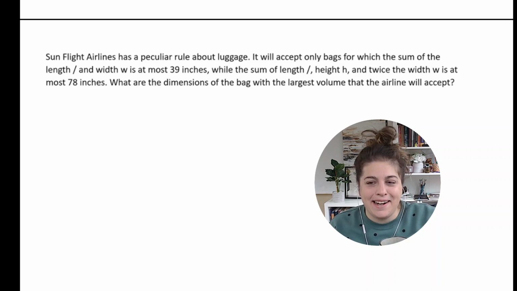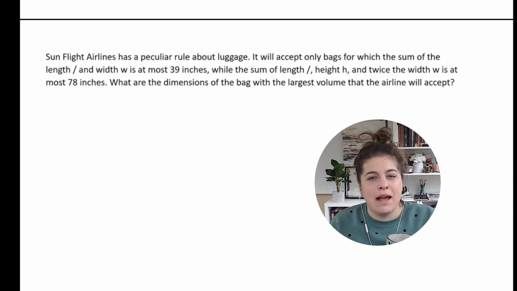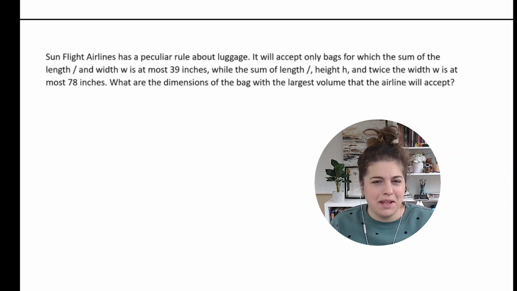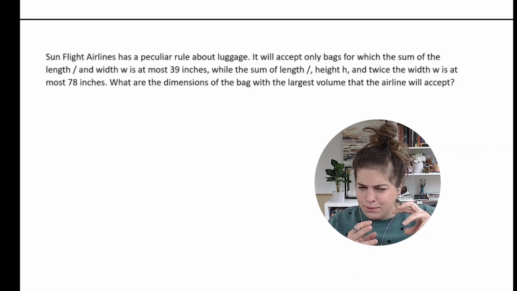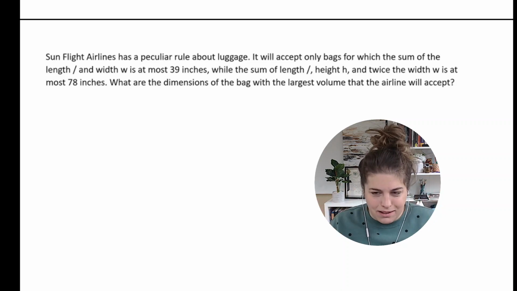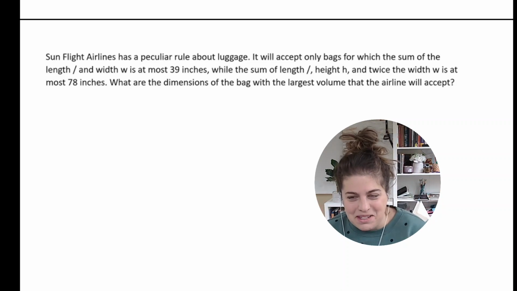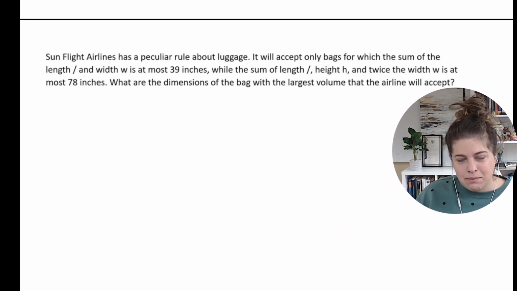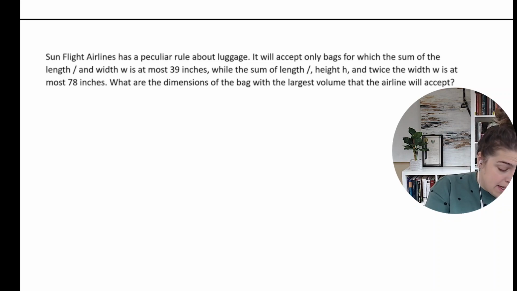We are going to look at this question here. It's another constrained optimization problem where we have luggage, okay? And basically, without saying it, by talking about the length and the height and the width, we have luggage, which is a rectangular prism. It's a box, okay? It's a box. Very mathy terms here. It's a box. So, with any type of constrained optimization problem, the steps are always the same.